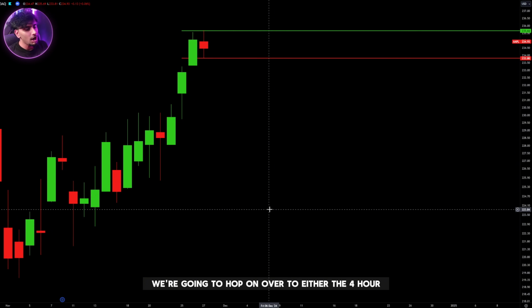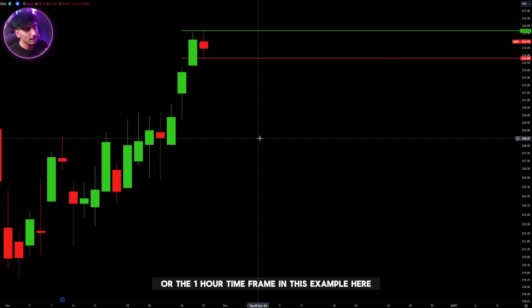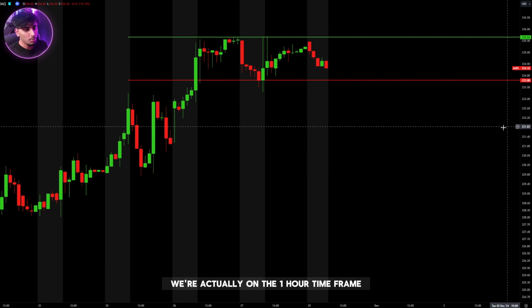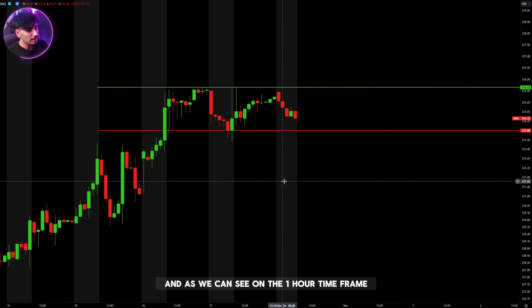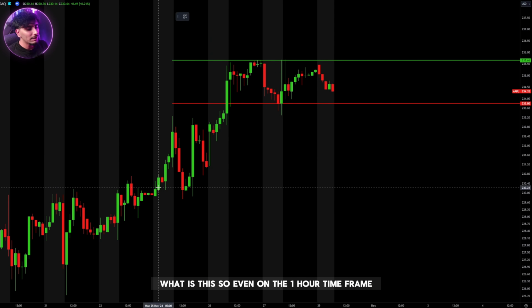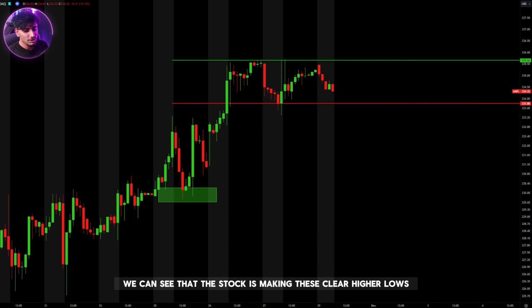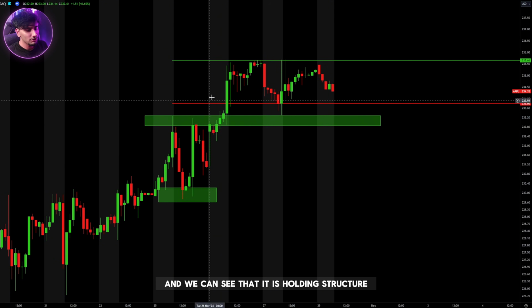And now we're going to hop on over to either the 4-hour or the 1-hour time frame. In this example here, we're actually on the 1-hour time frame. And as we can see, even on the 1-hour time frame, the stock is making these clear higher lows, and we can see that it is holding structure so far.